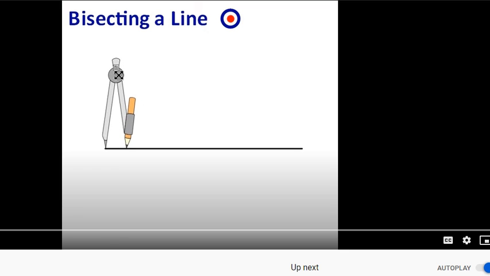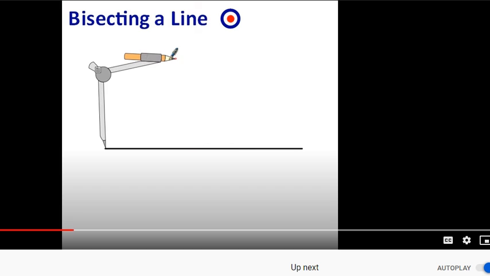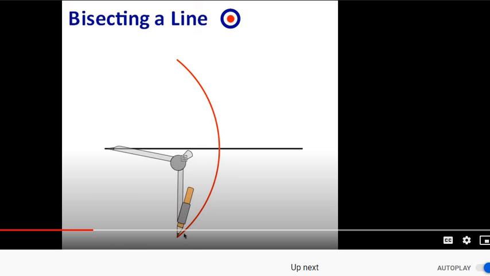For example, the length of the line is 5 centimeter. Then I will open it more than 2.5 centimeter, which is half of 5. After opening the compass, look over there, I am opening the compass more than half. It is by our estimation. Okay, now I will draw an arc by using the compass from the upward direction to the downward direction. Okay, in this way.